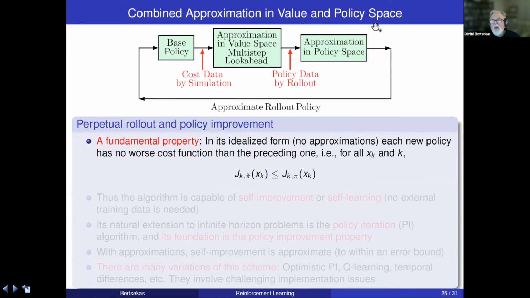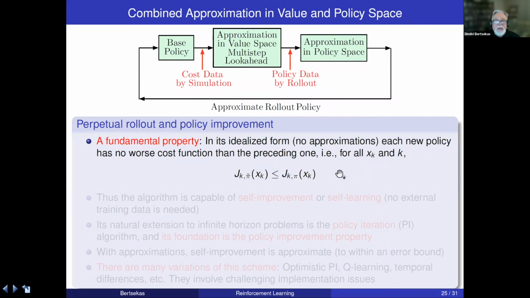So that's how these two couple, and that's the way it's done actually in AlphaZero. A base policy translates into a cost function, and the cost function produces through rollout and multi-step look ahead a policy which is approximated again by a neural network and back again.